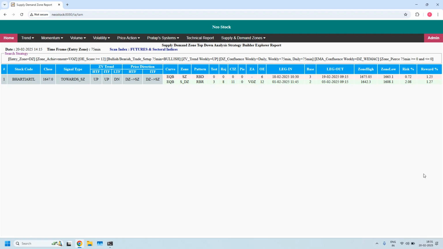Maybe that is the reason why Bharti Airtel has already tested 3 times. Maybe it is tested today. Because yesterday, remember, only 2 times it tested. Now it is showing 3 times. Maybe it might have been tested and given a trade. Now it is moving towards the supply zone.